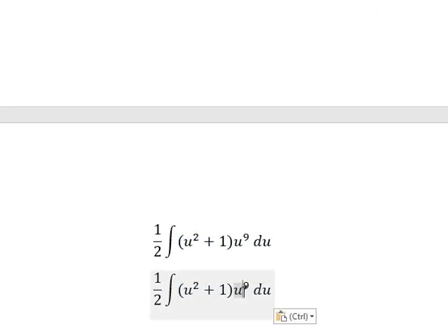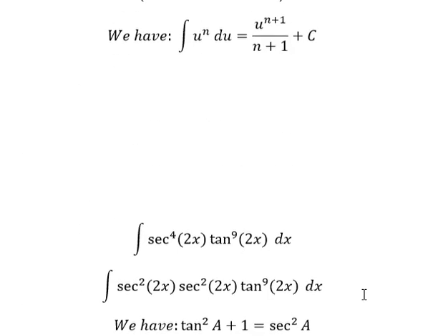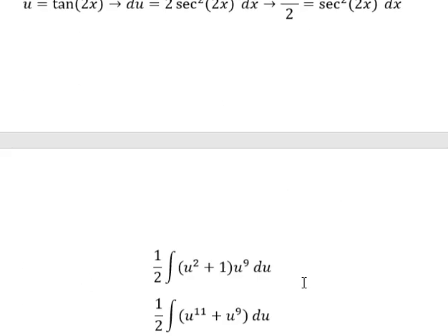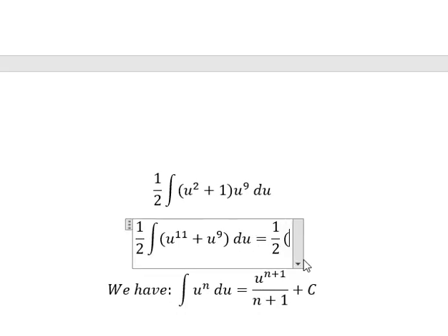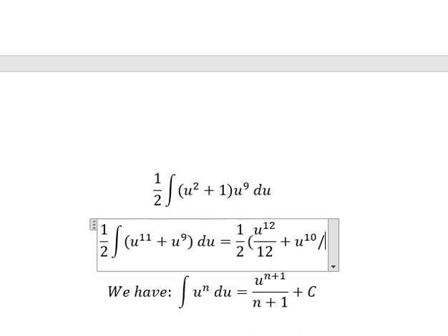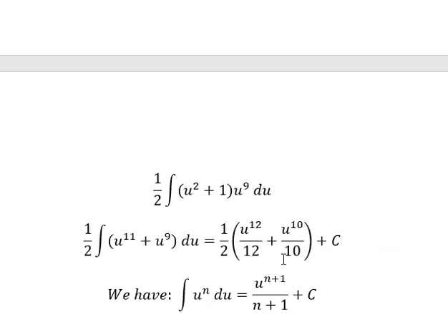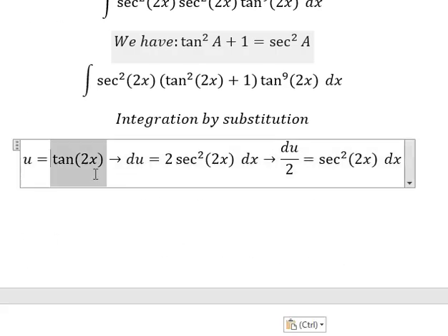So this one is multiplied by u squared and number 1. So we need to go back in here. And now we have the final answer. About u, that is tan 2x.